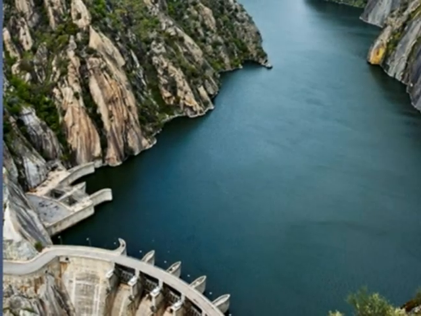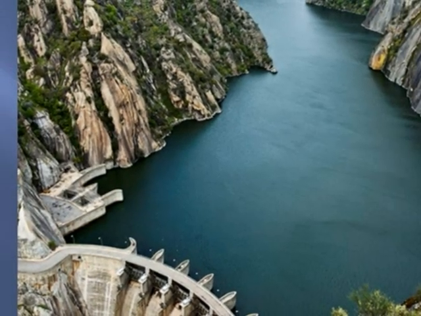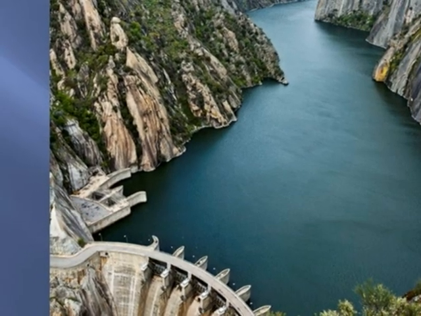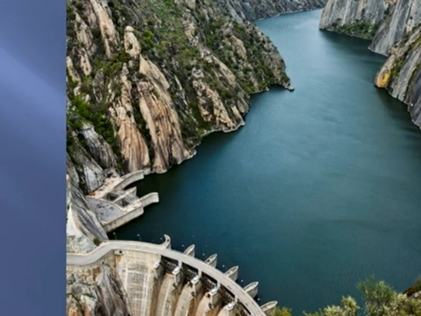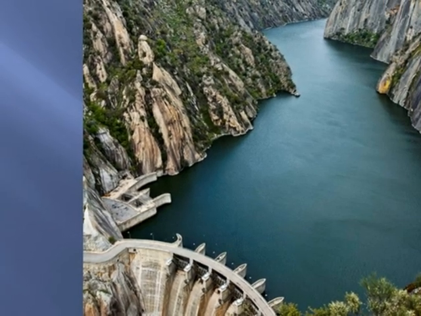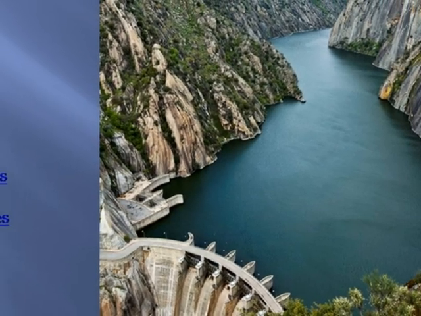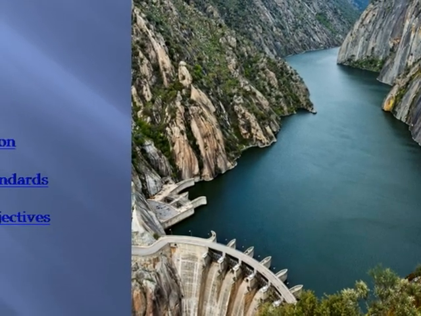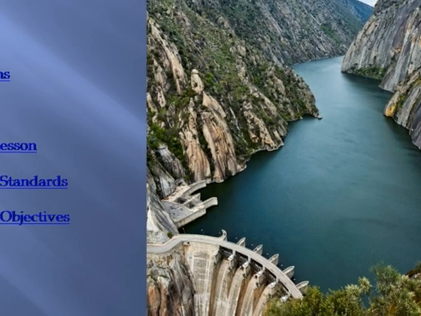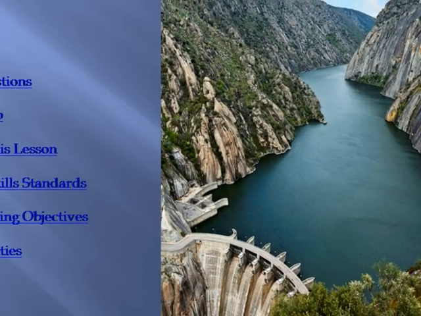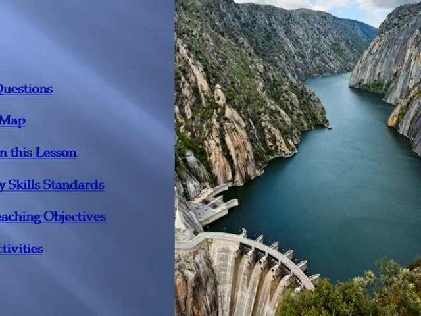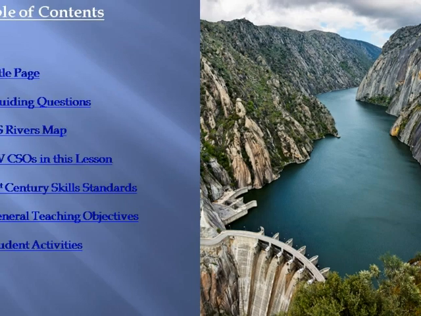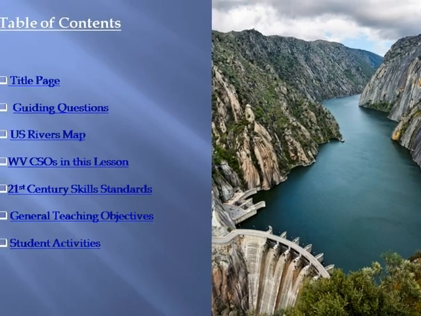This photo story will include a title page for my lesson, a table of contents that you're looking at now, pages including guiding questions for the lesson, examples of a filled in and blank U.S. rivers map, West Virginia CSOs that are used in this lesson, the 21st century skills standards, as well as ISTE standards that I've utilized for this presentation. Some general teaching objectives that I hope to bring across to the students with this lesson, and then student activities and expectations that I would have for them.